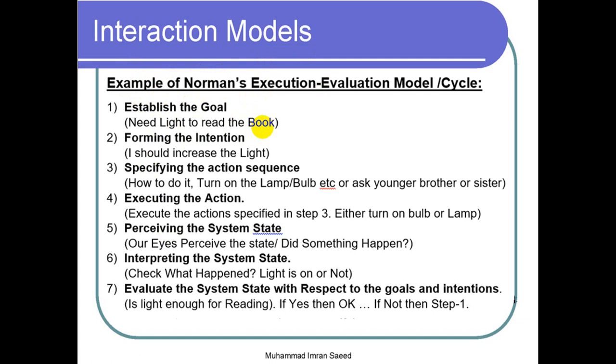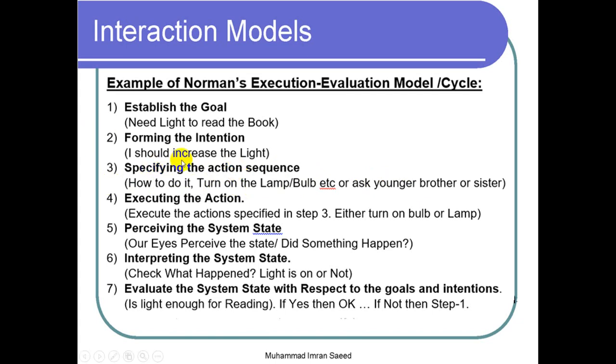Now it is up to me whether I form the intention, I say okay, let's increase the light, or I just close the book and say okay, I'm no more reading. So if I am forming the intention that I should increase the light, then I will try to find out the action sequence in the third step. How to increase the light? Should I turn on some lamp or the bulb, or ask some other person to turn on the light for me? So my brain is thinking how to do that. So I have a few action sequences or options that I can adopt.